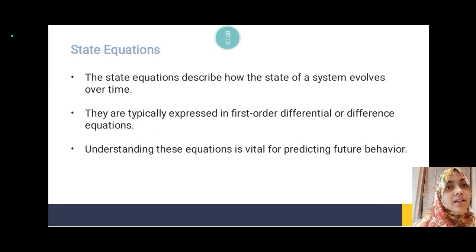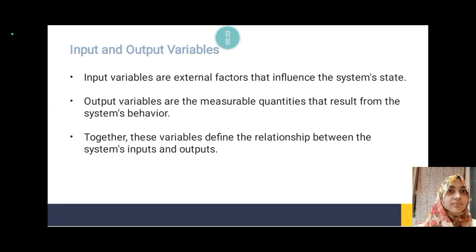State equations. The state equations describe how the state of a system evolves over time. They are typically expressed in first-order differential or difference equations. Understanding these equations is important for predicting future behavior.